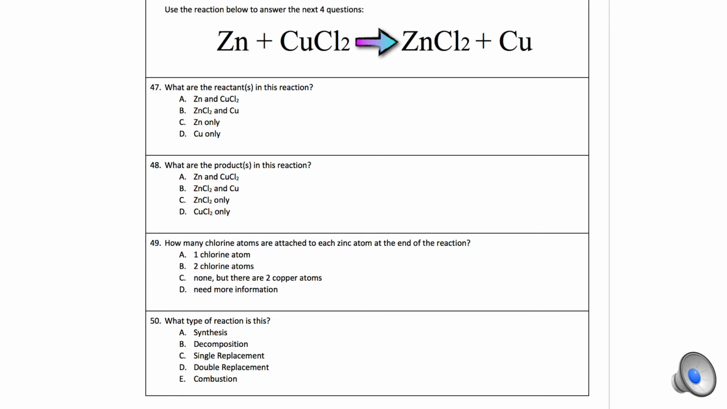Number 48, what are the products in this reaction? A, zinc and copper chloride, B, zinc chloride and copper, C, zinc chloride only, D, copper chloride only.